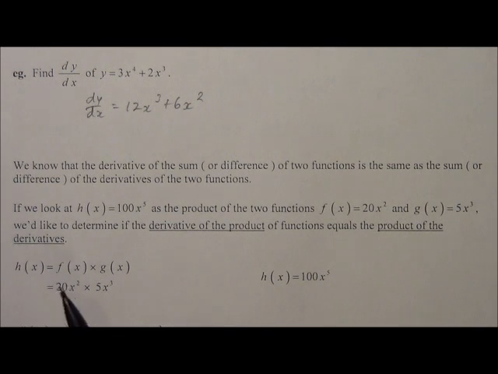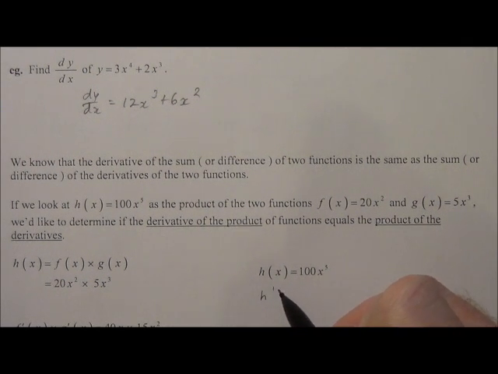So when h of x equals f of x times g of x, we've got 20x squared times 5x cubed. Therefore, h of x equals 100x to the power 5. So what we're going to do is take the derivative of h of x. So we've got h prime of x, and that equals 500x to the power 4.